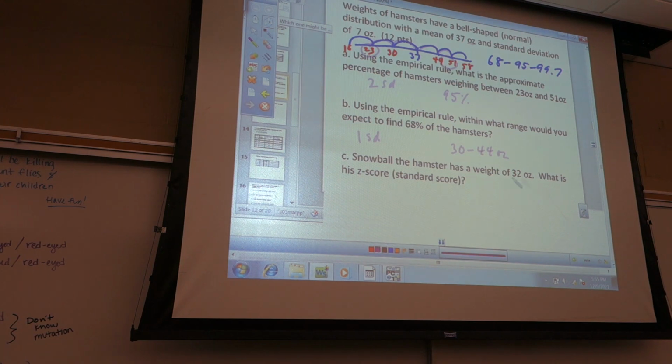But let's see. He has a weight of 32 ounces. So what's his z-score? Remember, your z-score is how far you are from the mean in standard deviations. So first figure out how far you are from the mean: 32 minus 37. And then what is that in standard deviations? Divide by the standard deviation. So that's going to be negative 5/7, which is negative 0.714. Good? Okay.